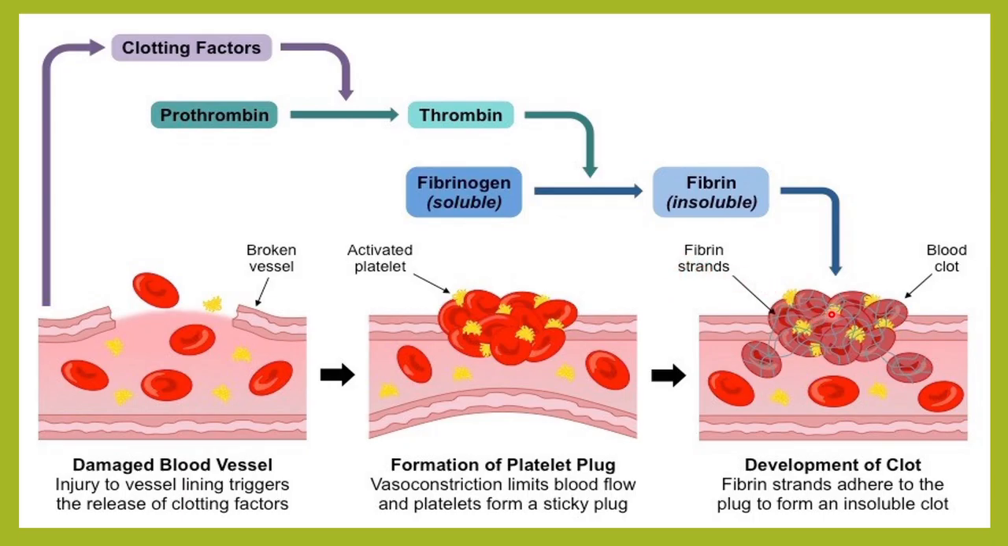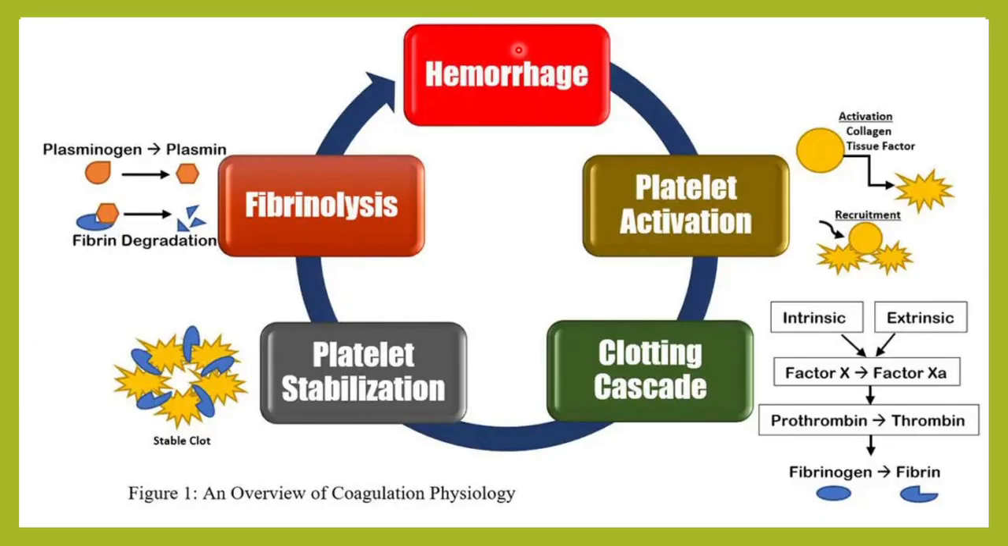Whenever there is blood vessel damage, the clotting factors are activated. Prothrombin is converted into thrombin, and thrombin helps to convert fibrinogen to fibrin. So whenever there is a hemorrhage, there is platelet activation, and the clotting cascade is initiated, and there is stabilization of the platelets and the clot.